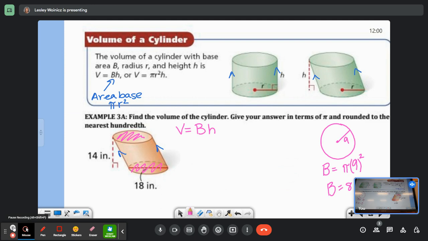I'm going to round at the end instead of in the middle, okay? All right, so now I'm going to plug my area base in. Volume equals 81 pi times the height of 14. And what did you say it was?